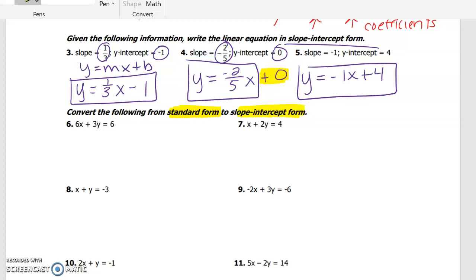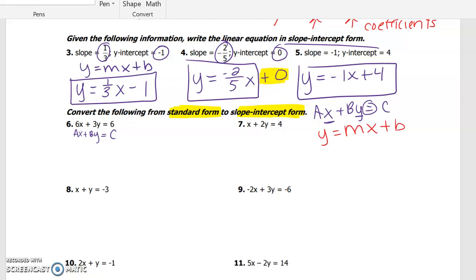Okay, so notice how 6, 7, 8, 9, 10, and 11 are all in standard form. And we said that standard form was ax plus by equals c. So our x term and our y term are both on the left side of that equal sign. All right, so if you look at 6 specifically, okay, it's in ax plus by equals c form. We want to transfer that to slope-intercept. So I'm going to write in red over here what we want it to look like.